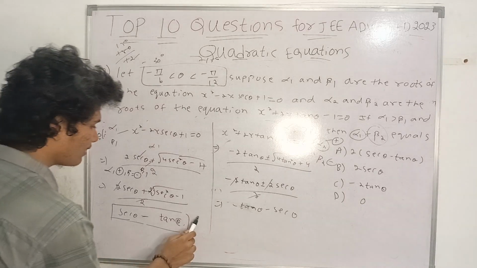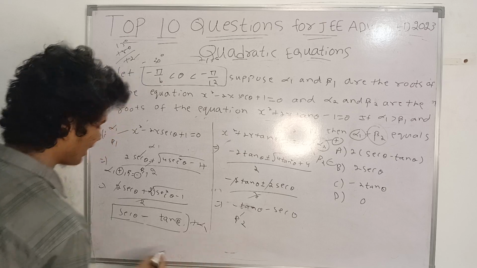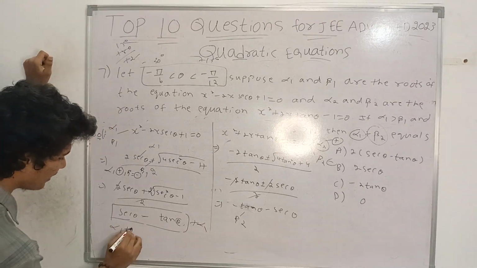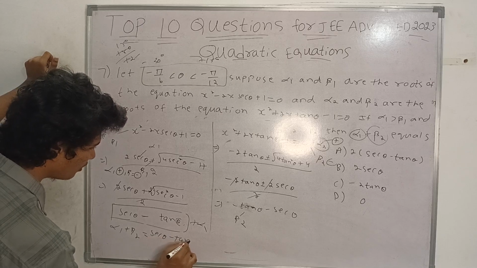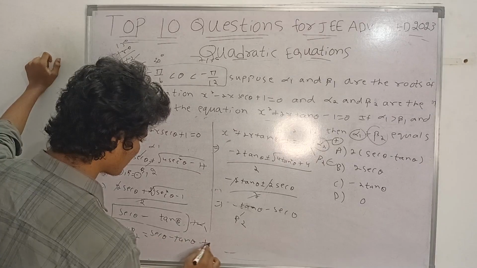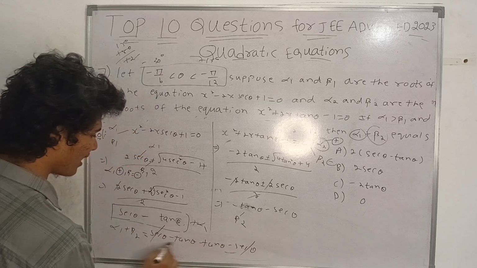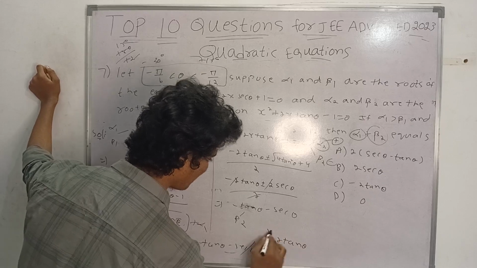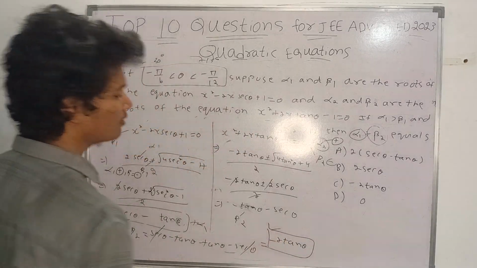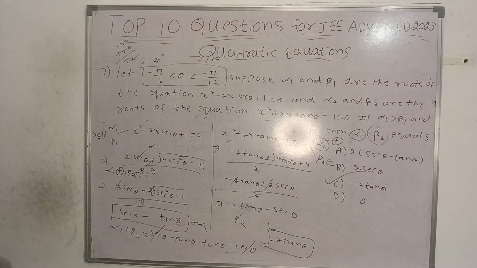They are asking, this is alpha 1, this is beta 2, they are asking alpha 1 plus beta 2. What is alpha 1? Sec theta minus tan theta. What is beta 2? Minus tan theta minus sec theta. This sec theta will get cancelled, minus tan theta minus tan theta, we got minus 2 tan theta. So simply alpha 1 plus beta 2 is minus 2 tan theta. Option C. Like this you have to solve.